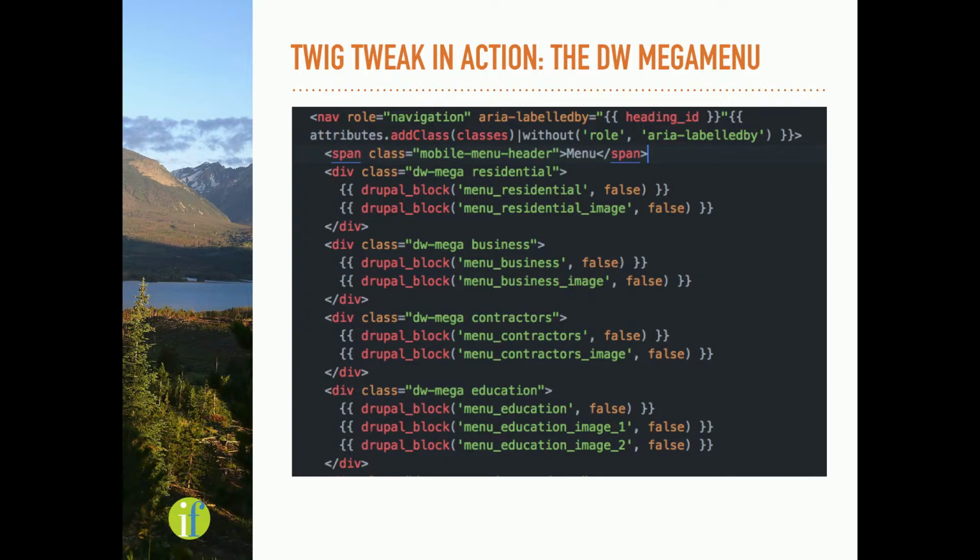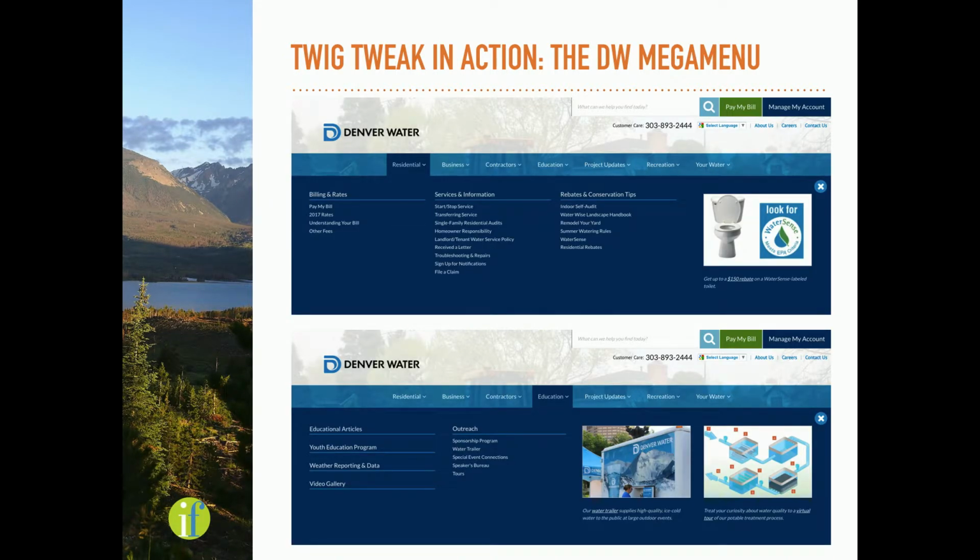So this is the code for our mega menu. Basically I have all these divs and all these Drupal blocks that I'm embedding. And this is what it looks like. So for the residential menu, we had three different menus that were kind of expanded. And then, hey, look, there's that $150 toilet rebate. So we're really trying to save some money on people's toilets.